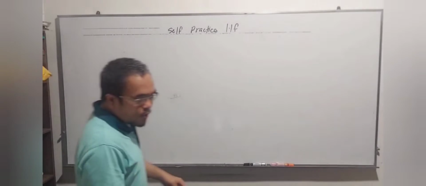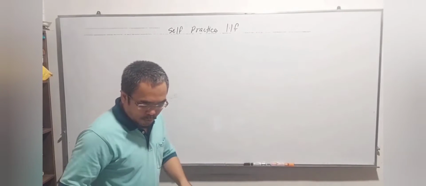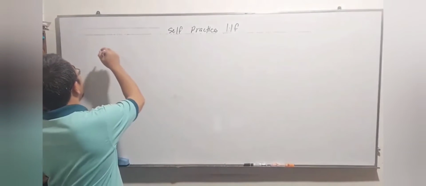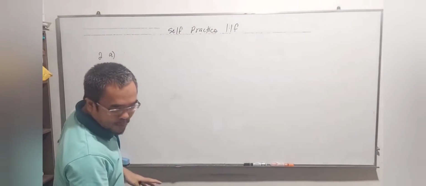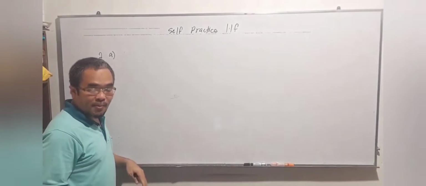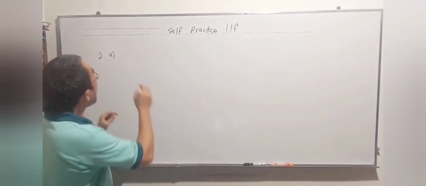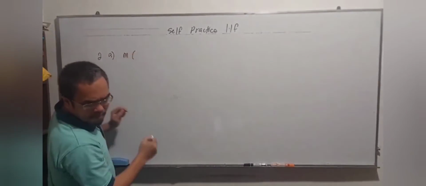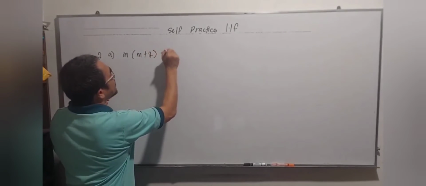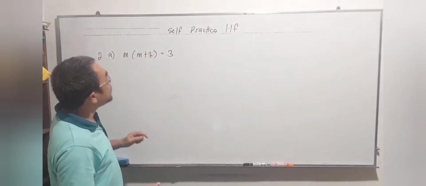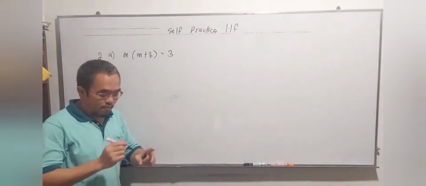Okay, so let me introduce you to how to solve this equation. Let's start with number 2a. How to solve this: m plus 2 equals 3. So what we'll do is make it into general form.